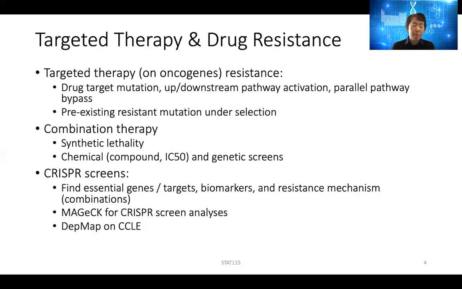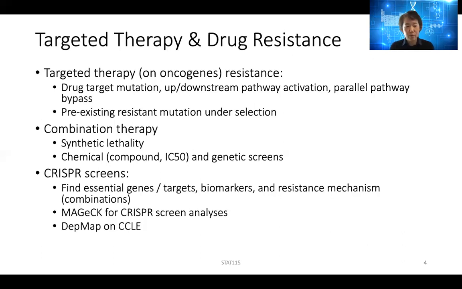And so combination therapy is the case where you can imagine that if each of the drugs targets a subset of the cancer cells, maybe if you use 2 drugs or 3 drugs, then eventually all the cells will be killed.